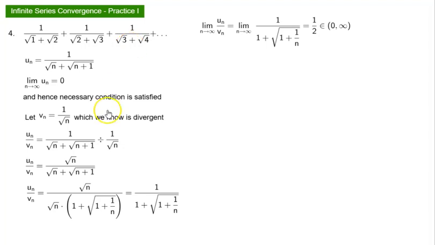So here again, if you notice, U sub n, all the terms are greater than 0. V sub n, all the terms are greater than 0. And the limit of the ratio is a finite non-zero value. And since V sub n is divergent, that means U sub n is also divergent. So that was some problem solving in terms of infinite series convergence. In the next session, again, we will look at some more of such problems.